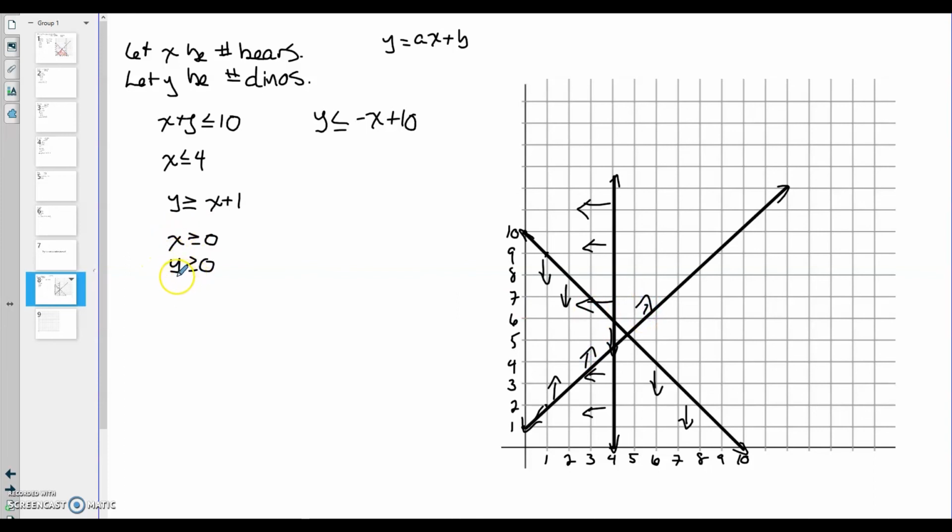Then our 2 constraints, y greater than or equal to 0 and x greater than or equal to 0, mean that we're above the x-axis and to the right of the y-axis. That helps us define the space that we're going to be working with, and if we look at all the places where those overlap, it's this space in here, sort of the triangle with the tip cut off it. So we can mark off that space.